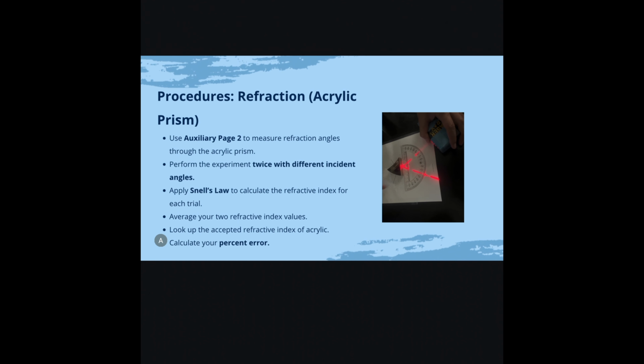Using Snell's law, we calculated the refractive index for each trial and then averaged the two results. After that, we looked up the accepted refractive index of acrylic and used it to calculate our percent error. This helped us see how close our experimental value was to the real value and how much error comes from our measurements.